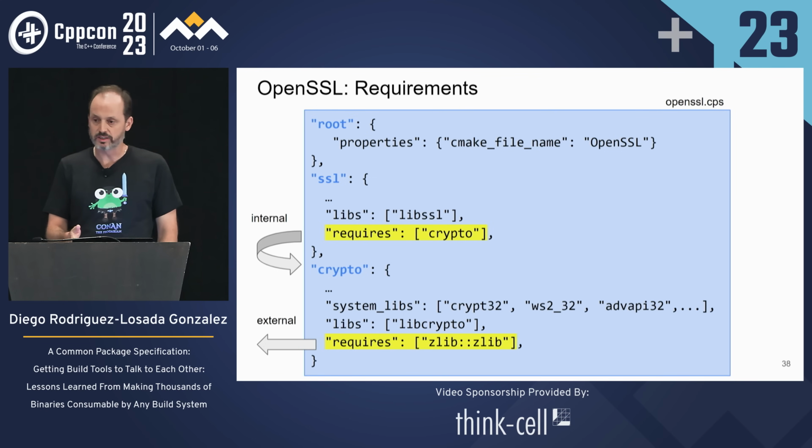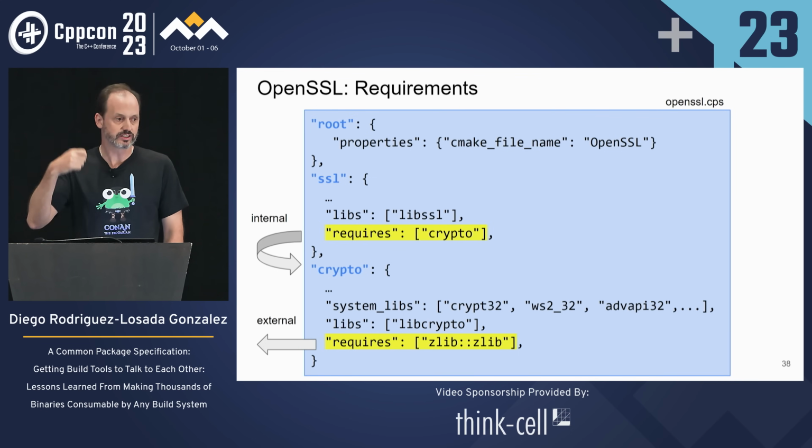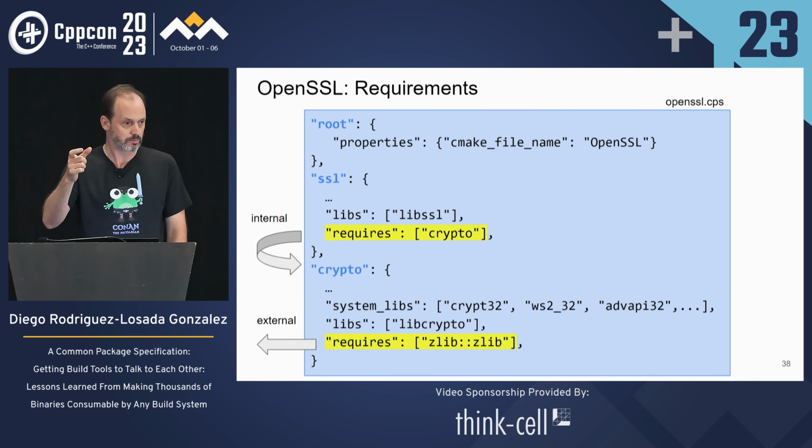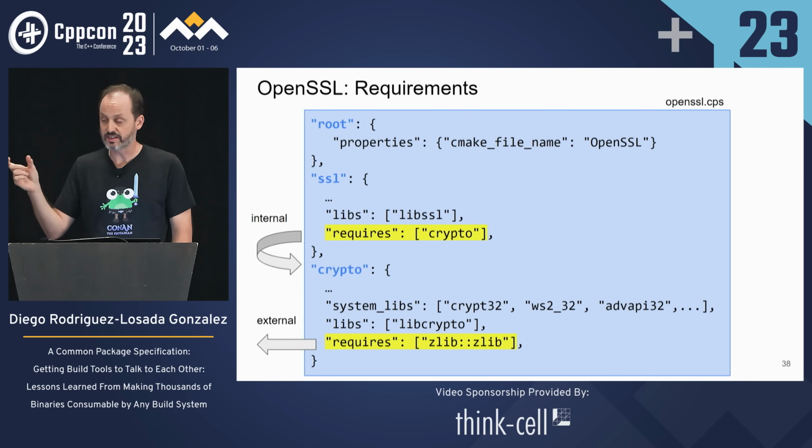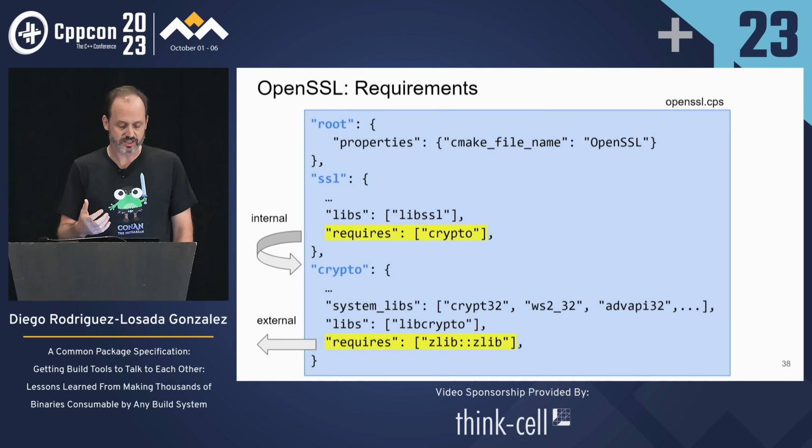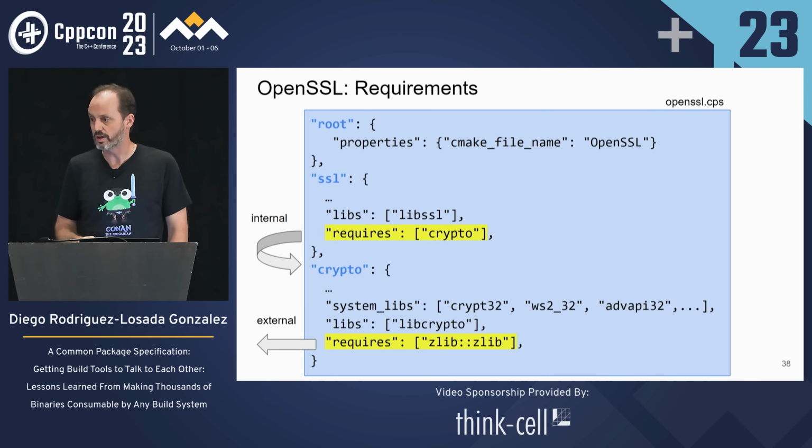We are proposing here to use the zlib: notation to represent an external dependency to the package zlib, and then the second part could be a component of zlib, or if it's zlib, it is the whole zlib package. In this case, I'm expressing that the crypto component library depends on the whole zlib package, which in turn contains just one library.